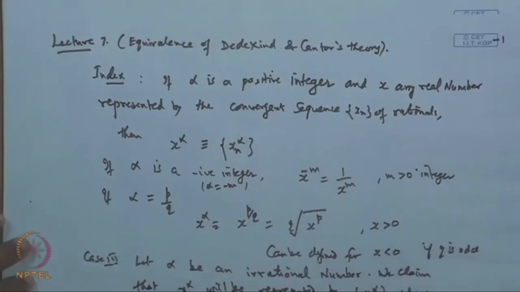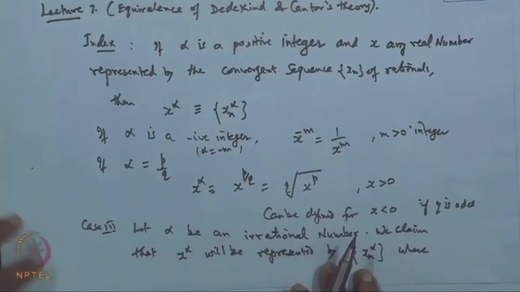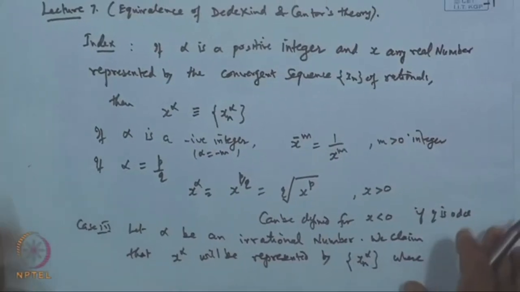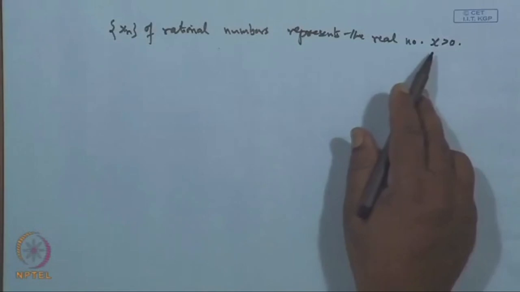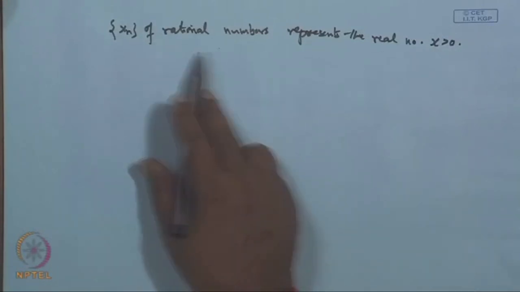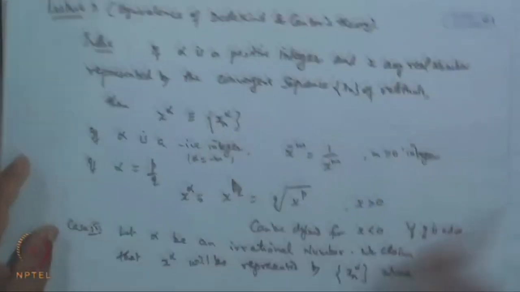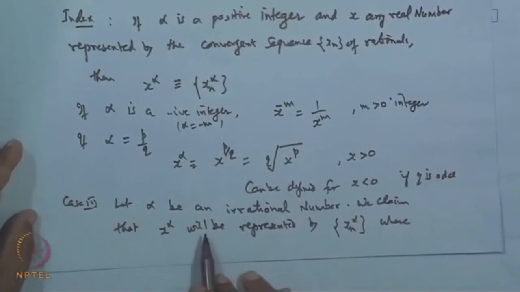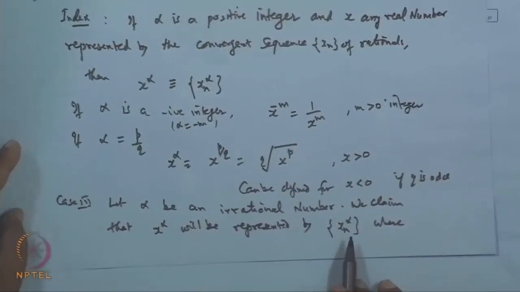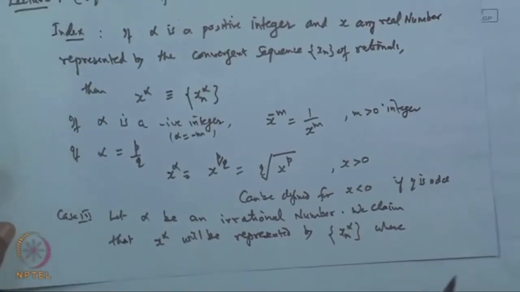Now, let us come to the irrational number. If alpha is an irrational number, and let us suppose x is any positive real number represented by a sequence xn of rational numbers, then we claim that x to the power alpha will also be represented by xn to the power alpha. That is our claim. So let's see the proof of this.